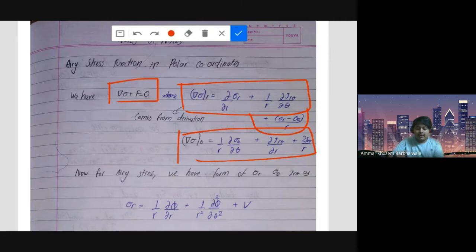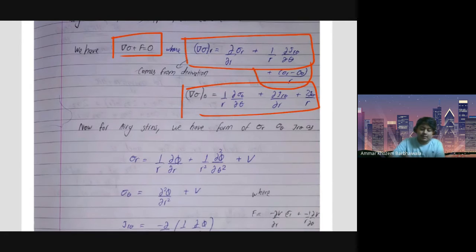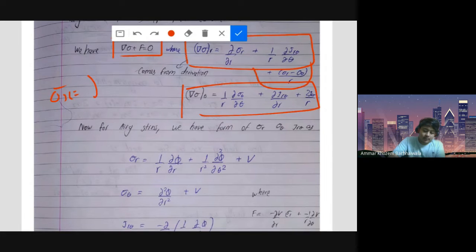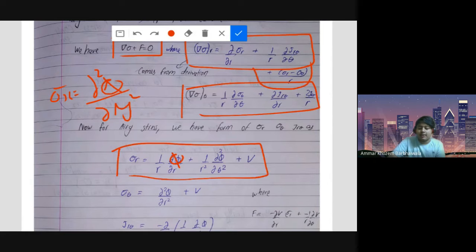For the Airy stress function in Cartesian, we defined sigma x is equal to del square phi upon del y square. So we can derive the Airy stress function in polar form as this. Once we have the Airy stress function in terms of phi of r comma theta, we can construct sigma r and sigma theta as this.